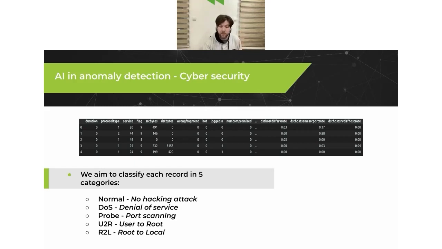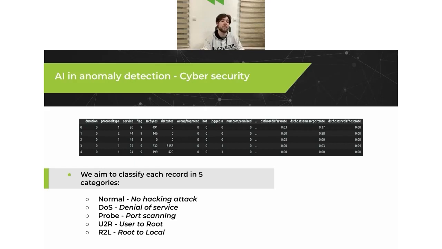But essentially, we want our AI to take this tabular data as is and learn how to classify the network based on these parameters, what we call features or columns in terms of tables, to predict to what group that record belongs. Is it normal? Is it DOS, probe, U2R, R2L?